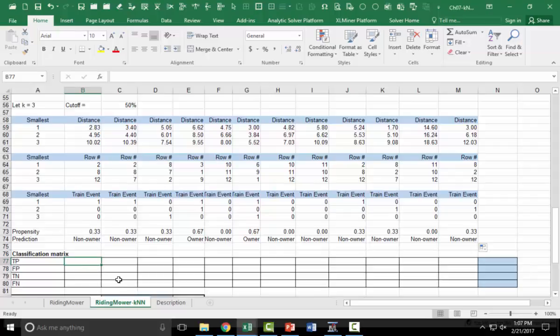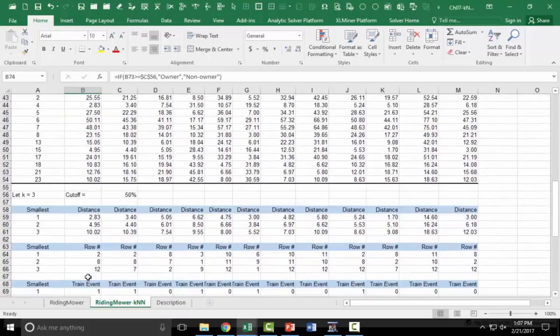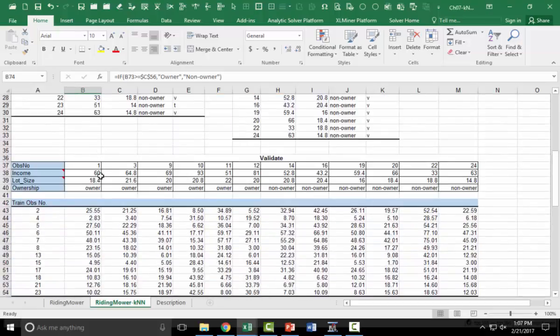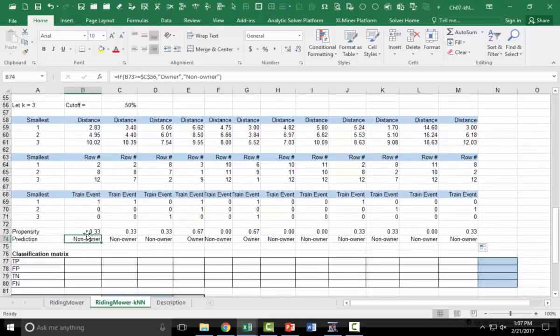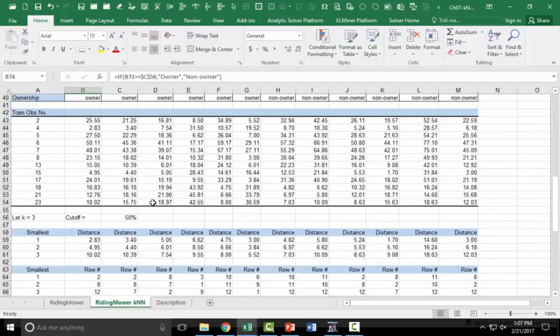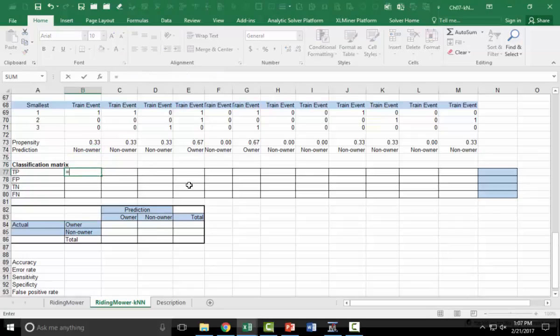So now the question is whether that prediction coincides with, we know from the validation set whether that was an owner or not. So validation set, first observation is owner, predicted as non-owner. Second observation, owner, predicted as non-owner, and so on. So we can figure out whether we have true positive or false positive, true negative or false negative.